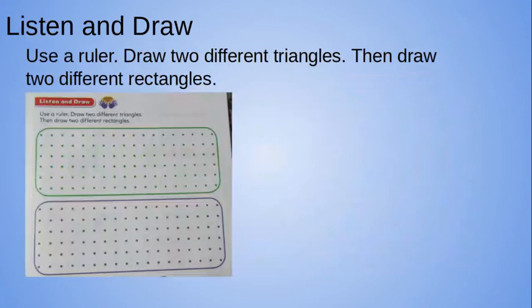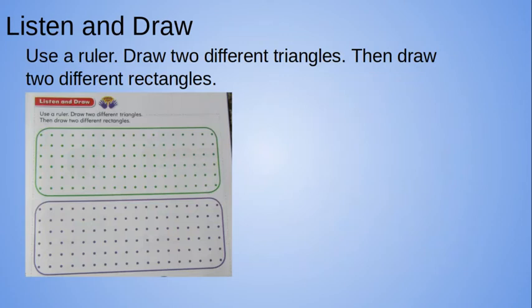So on the green geoboard, you're going to draw two different triangles. Remember, triangles have three sides, three angles, and three vertices. Go ahead and draw your two triangles. Remember, they need to be different. If you need more time, you can go ahead and pause.